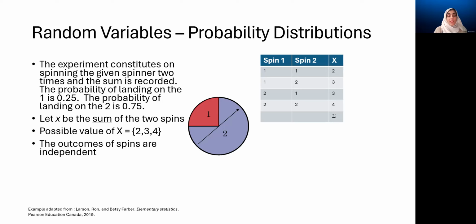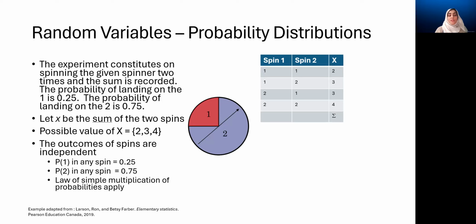The outcomes of the spins are independent. So the probability every time is the same. For 1, it remains the same. For 2, it remains the same. So P of 1 in any spin is 0.25 and P of 2 in any spin is 0.75. The law of simple multiplication of probabilities applies here because the events are independent of each other. So in order to find the joint probability, we can simply multiply the respective values.